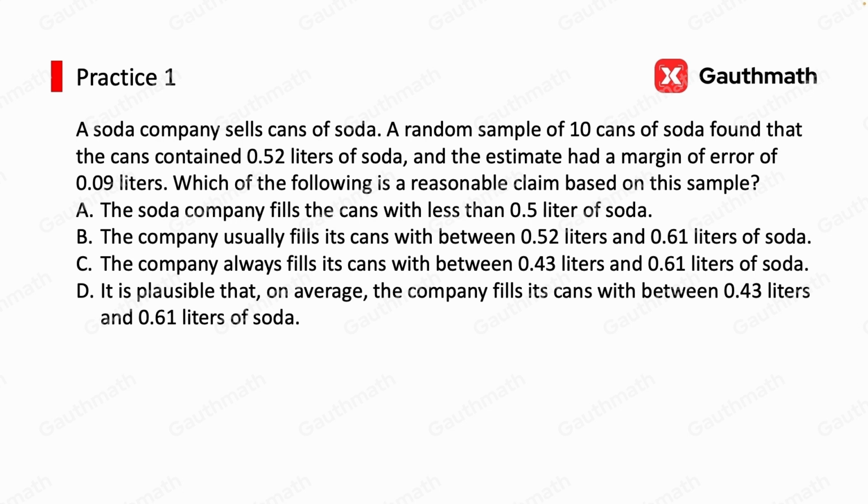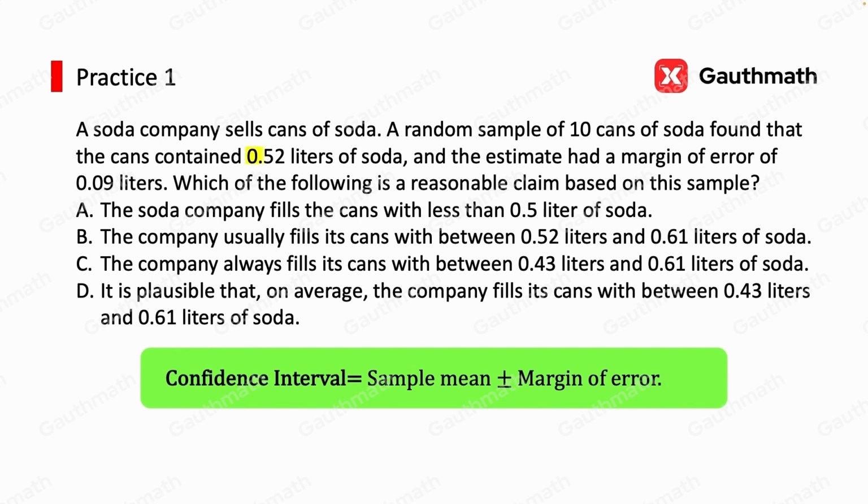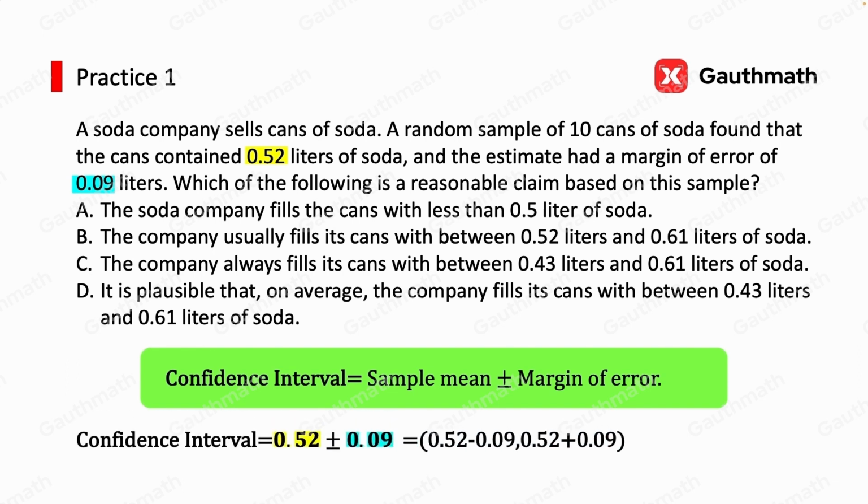The fact that the question involved terms like estimate, margin of error, and the fact that all the choices involve an interval, we should know this is a confidence interval problem. So according to our formula, the sample mean in the question is 0.52, and the margin of error is 0.09. So we can compute the confidence interval to be 0.43 to 0.61. So we have two possible correct answers here. It's either C or D.